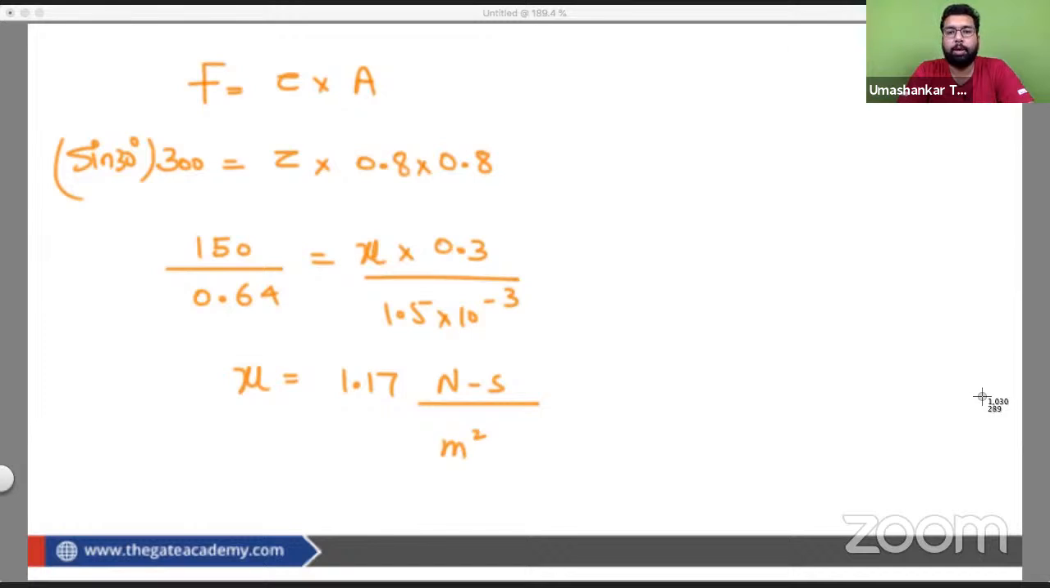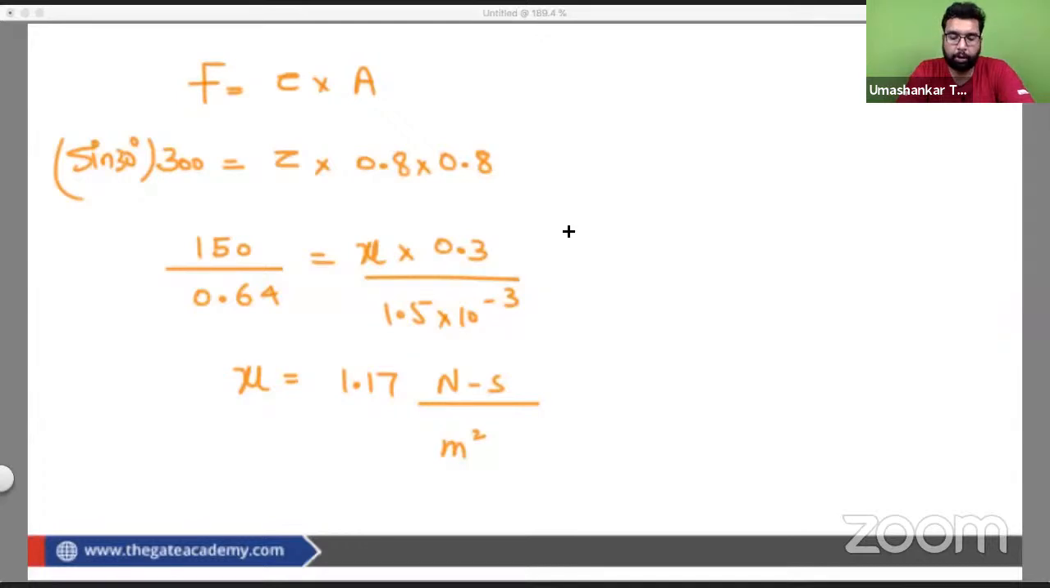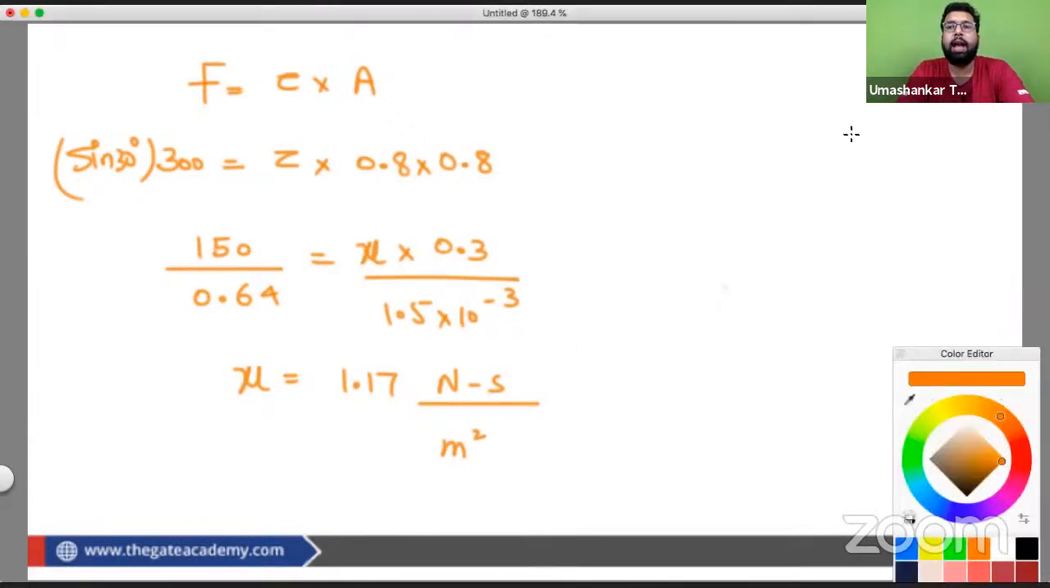Those who are not able to solve it, remember the important concepts here. What are the important concepts here? To solve a problem of Newton's law of viscosity, we should look for a velocity, a gap, and sometimes area, the surface area, right?